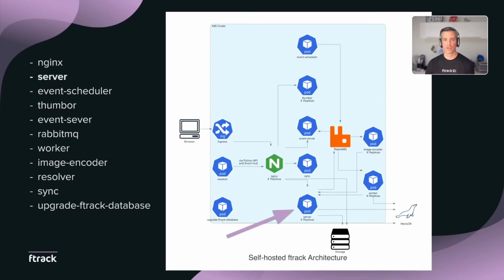Next up, we have the server component. The server component is supplied by Ftrack, and it can have multiple replicas. This is the component that simply implements the Ftrack Studio backend logic. It's the API server. The server connects directly to the database and the persistent volume for data storage.